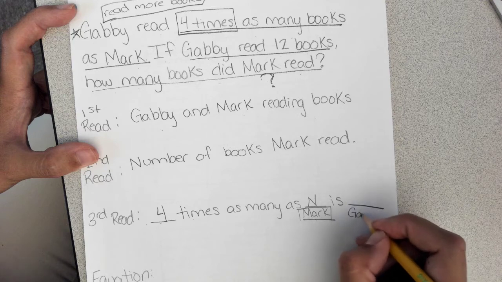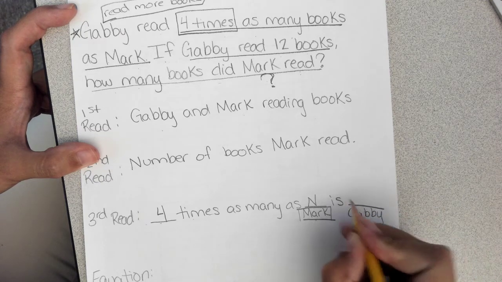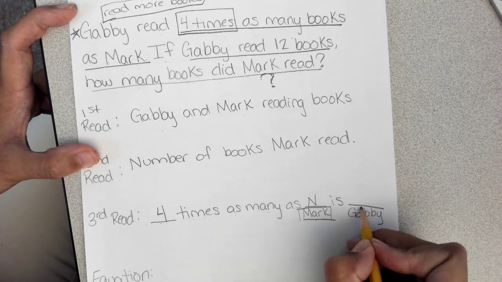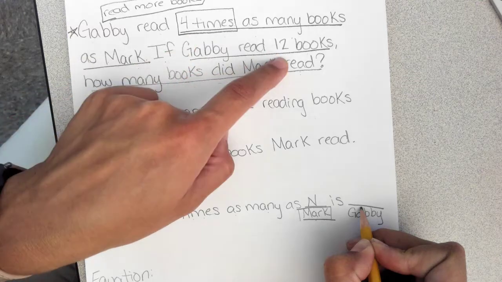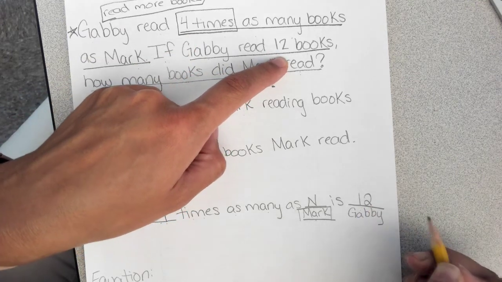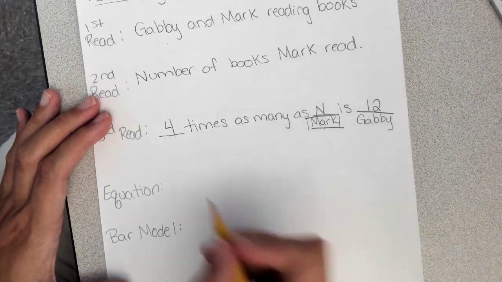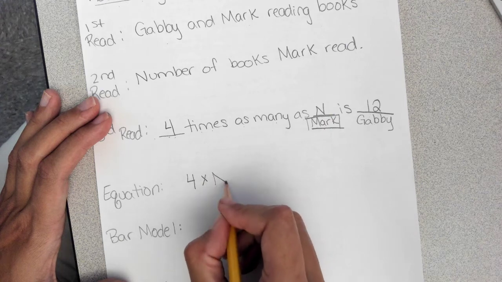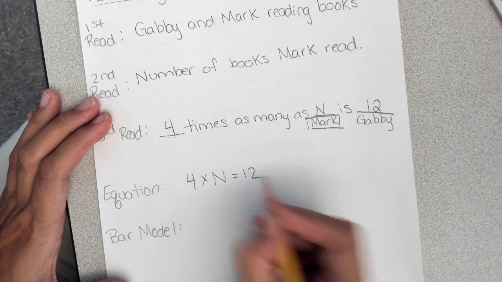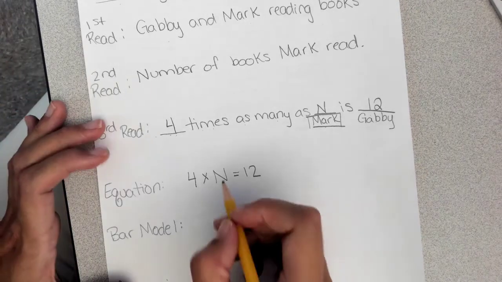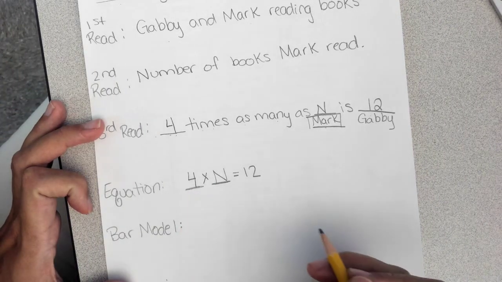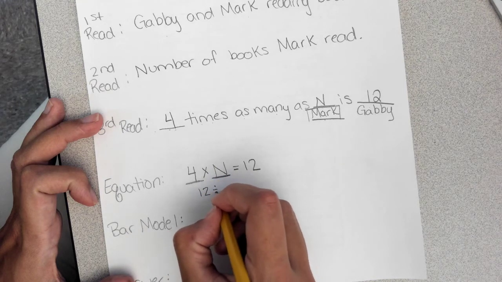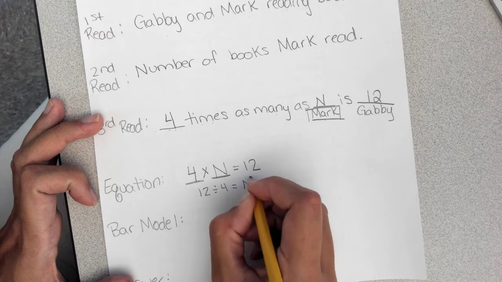Now this says that this is how much Gabby read. Gabby read 4 times as many as Mark. So this one is how many Gabby read, and she read 12 books. So we'll put 12 here. Now remembering how to write our equation, we put 4 times as many as N equals 12. Or we know when we have a missing factor, that really means we need to divide. So we are going to take our product, 12, and divide by 4 equals N.